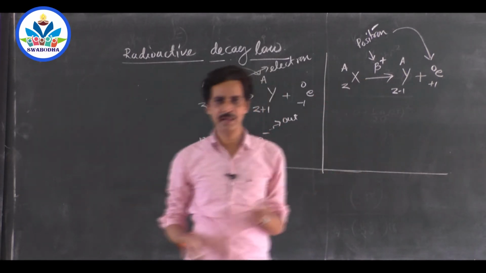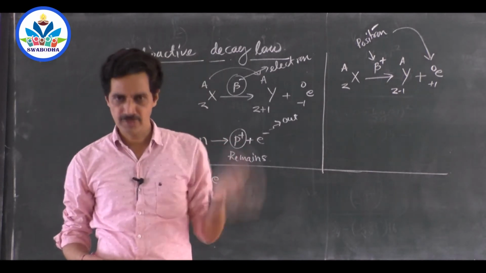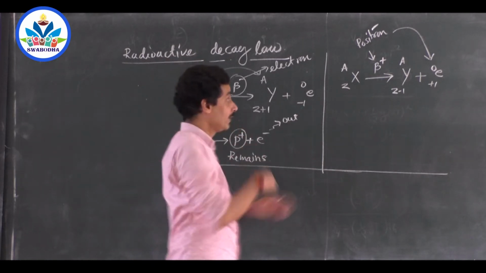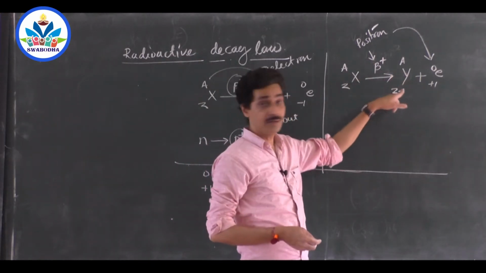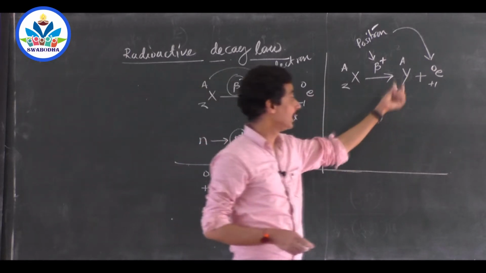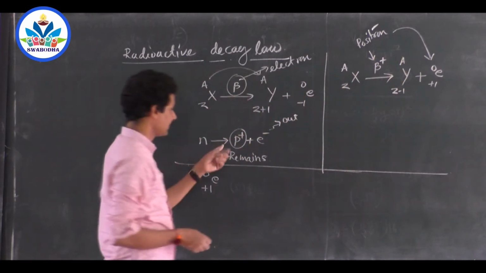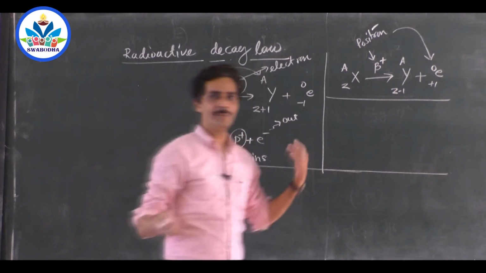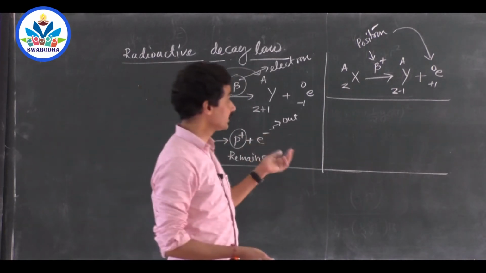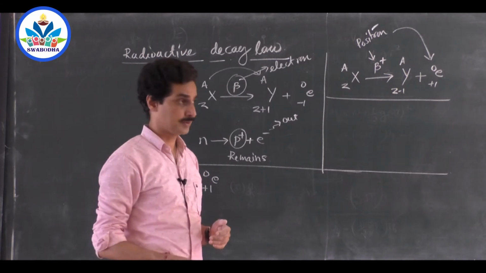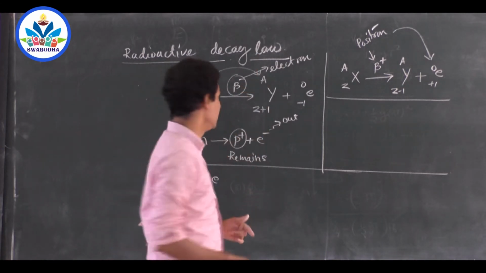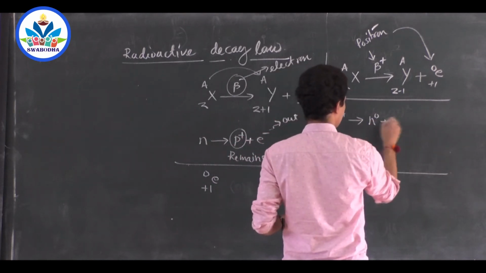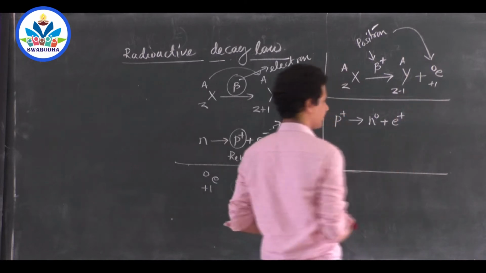So when a parent element emits a positron particle, that is in artificial radioactivity, not an electron, a beam of beta positive particles, the daughter element formed will have atomic number less by 1 and mass number remaining the same. But when beta minus is emitted, atomic number increases by 1. Now, how do these positron particles come from the nucleus? During positron emission, a proton gets converted into a neutron and a positron. This is the process.